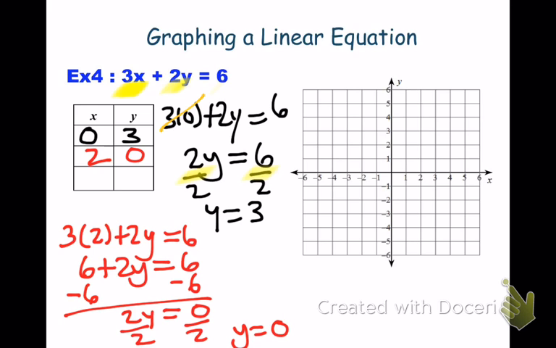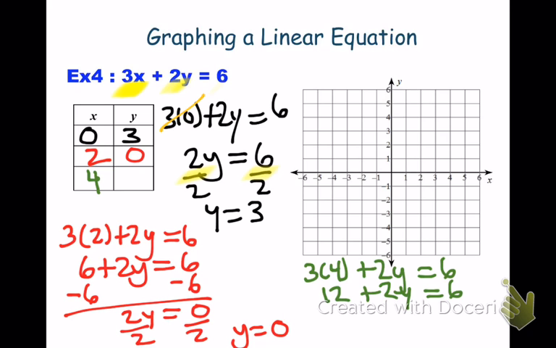Let's get our third point to check our work. I can choose 4 or I can choose -2. So I'll probably just choose 4. Keep them positive. So let's go ahead and do that. So 3 times 4 plus 2y equal to 6. That's going to be a 12 plus 2y equal to 6. I'm going to solve this two-step equation by subtracting 12 on both sides. I'm going to be left with 2y equal to -6.